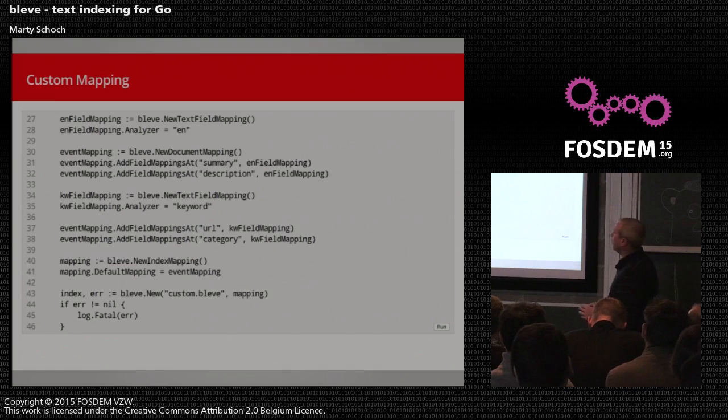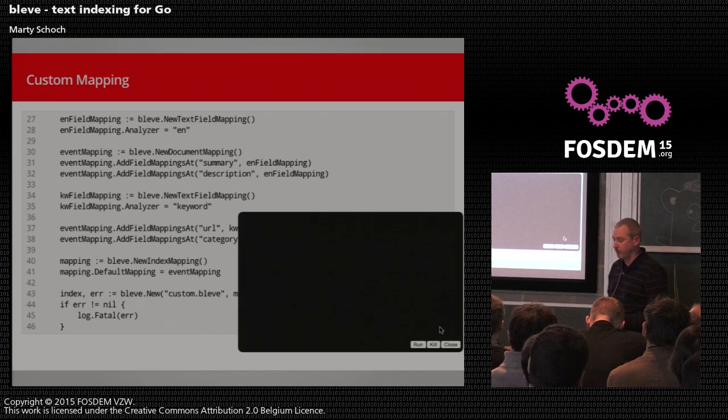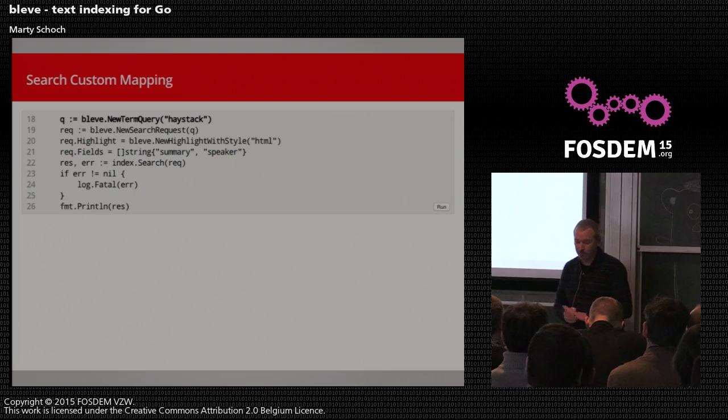And then on lines 31 and 32, I'm saying, okay, for these particular fields, I want to use that mapping. Again, we won't look at the rest of the lines, which are making a couple other tweaks to the mapping. But if we go ahead and run this, it's going to essentially reindex all the 550 data events and produce a new index using this updated mapping. All of that's in a file named custom.bleve, so all the subsequent examples are going to switch to that now.